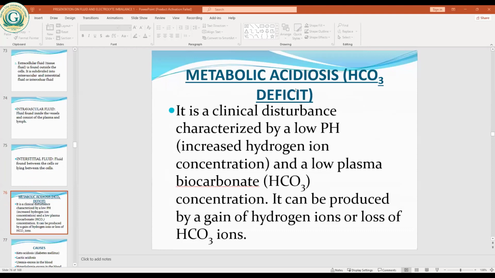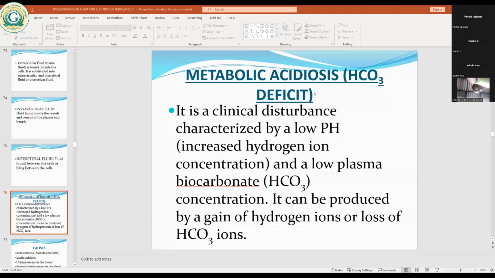So our first, we are going to look at metabolic acidosis. When we talk about metabolic acidosis, we also mean bicarbonate deficit. So I'm going to explain to you the pH scale. When we talk about acidosis and alkalosis, we are referring to a pH scale. So metabolic acidosis can also be called bicarbonate deficit, which means that in terms of acidosis, you should have a low bicarbonate level, but a high concentration of hydrogen.